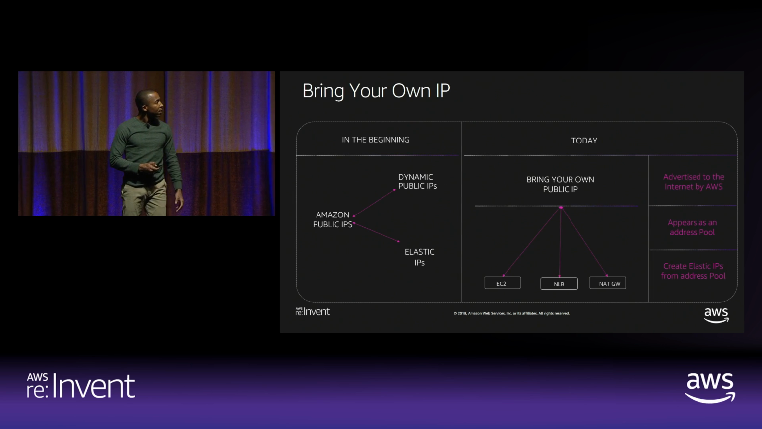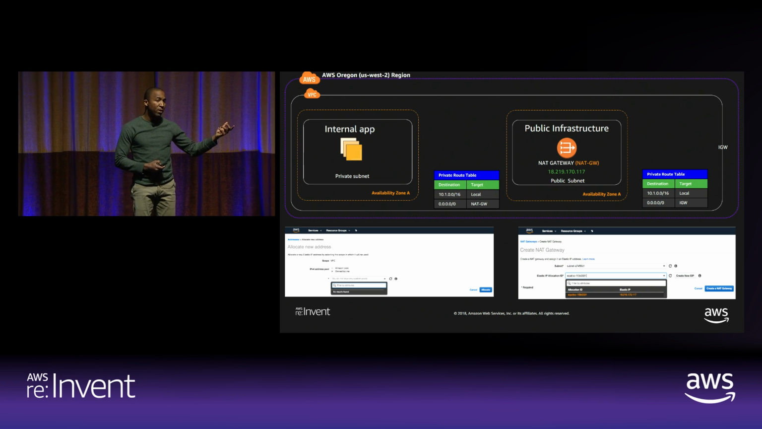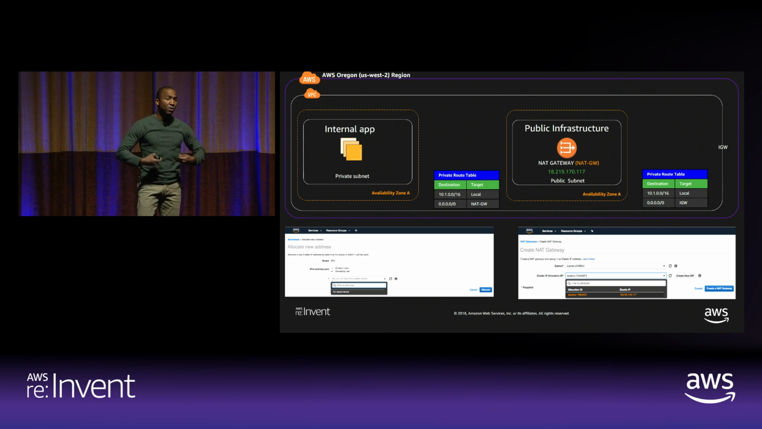which means that when creating things like a NAT gateway, you can specify your own public IP address, and AWS will advertise that IP address space to the internet for you.